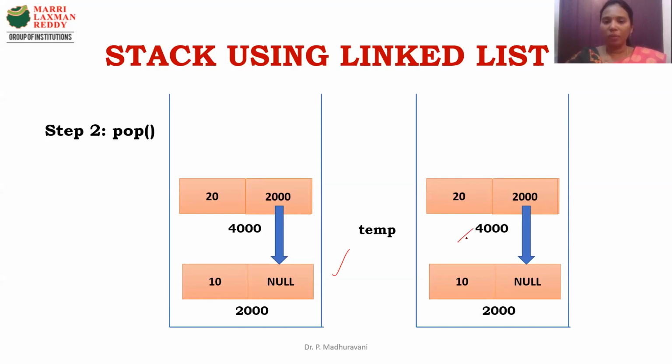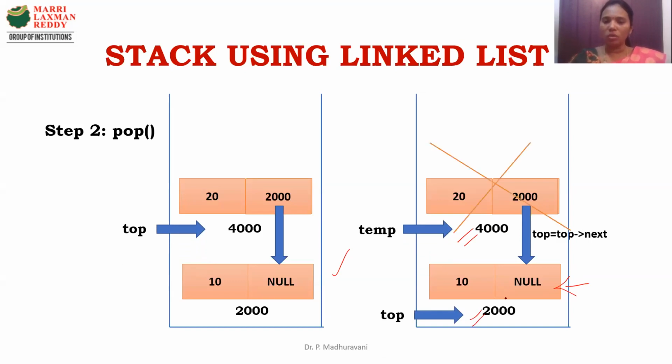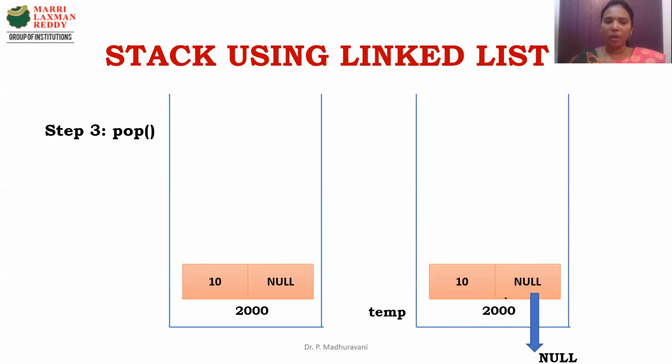Now this node will become the temp node. Now move temp to the next node. Now this node will become top. After moving top to the next node, the top is now referring to the address 2000. Now simply remove the temporary node. Now the stack will remain with only one element, that is 10 at location 2000.